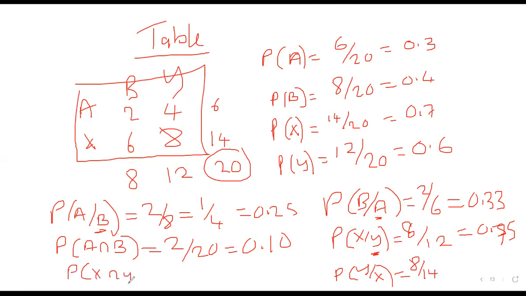How about X intersection Y? Where are they going to be meeting? It'll be 8 over 20. Correct. Which is 0.4.